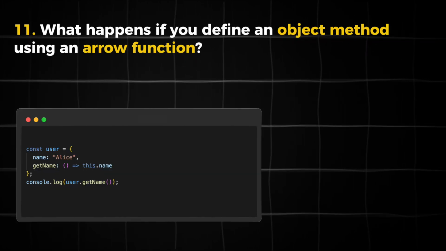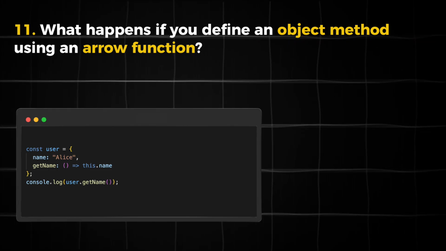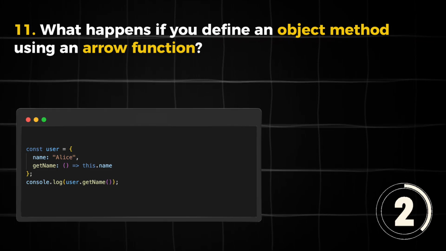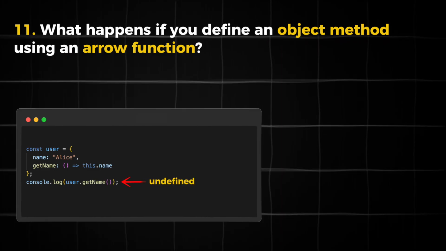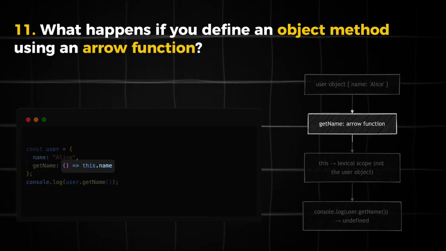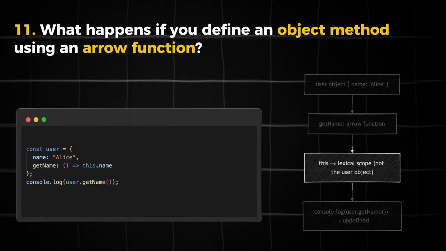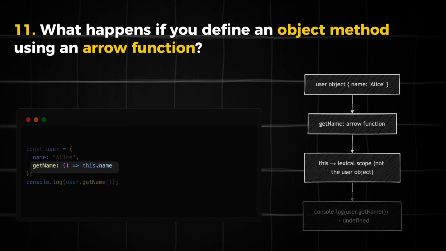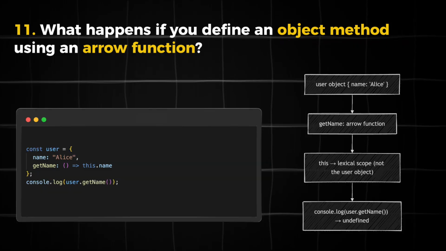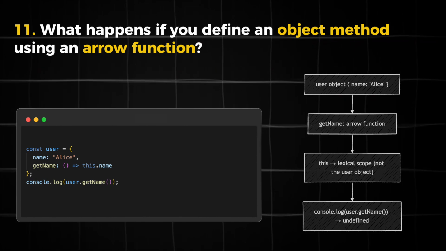Number 11. What happens if you define an object method using an arrow function? The result is undefined. Arrow functions don't have their own this. They use this from the surrounding lexical scope. Here, getName is defined as an arrow method, so this does not point to the user object. In a top-level file, this is the global object, or undefined in strict mode, which is why user.getName returns undefined. To fix it, define the method as a regular function.